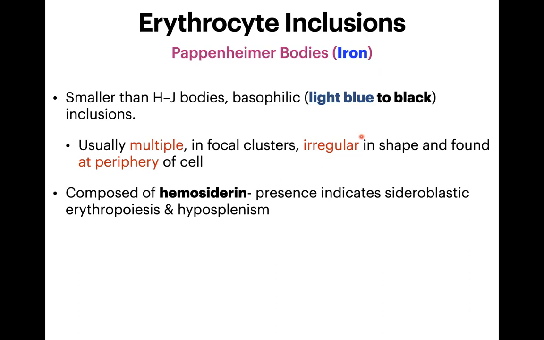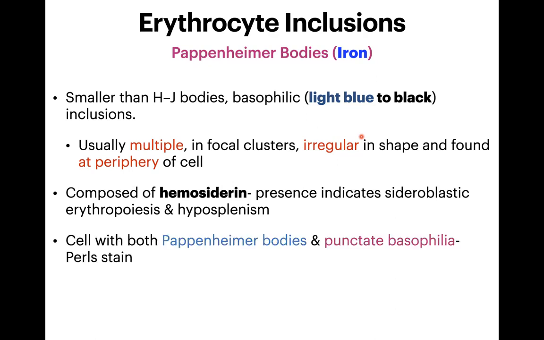So any inclusion that is there, the spleen is there to remove it. And when the spleen is not there, you will find an increased number of these inclusions in your peripheral smear. So if a cell has both Pappenheimer bodies and punctate basophilia, then you can use Perls stain to differentiate them, because Pappenheimer bodies are composed of iron.